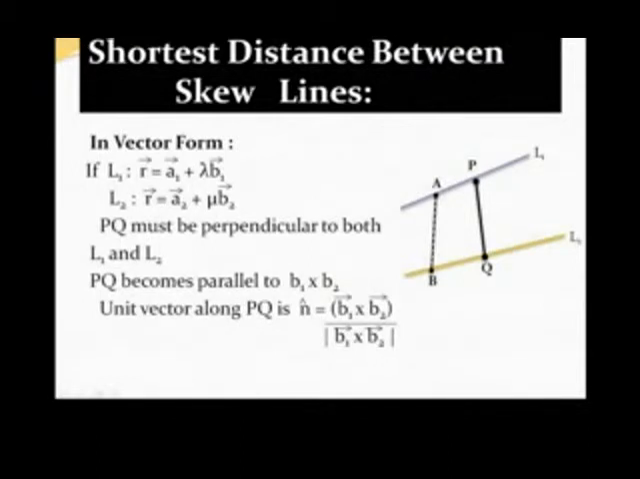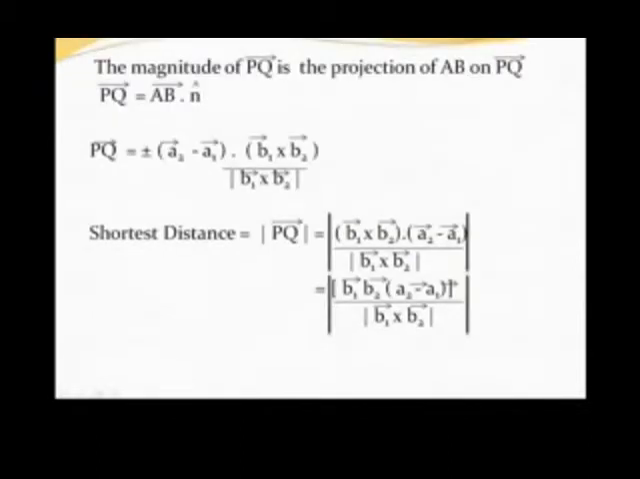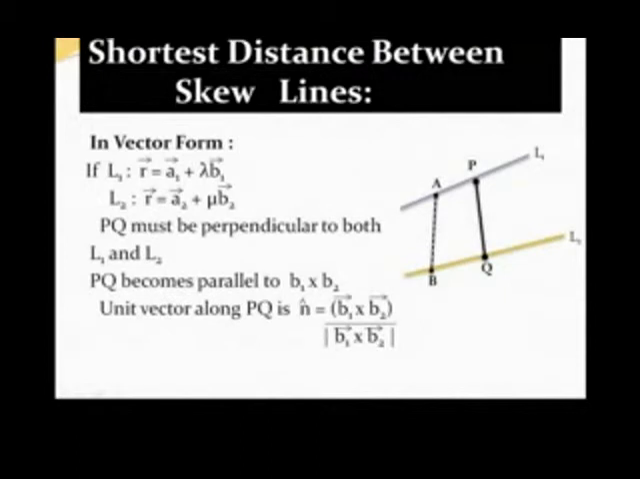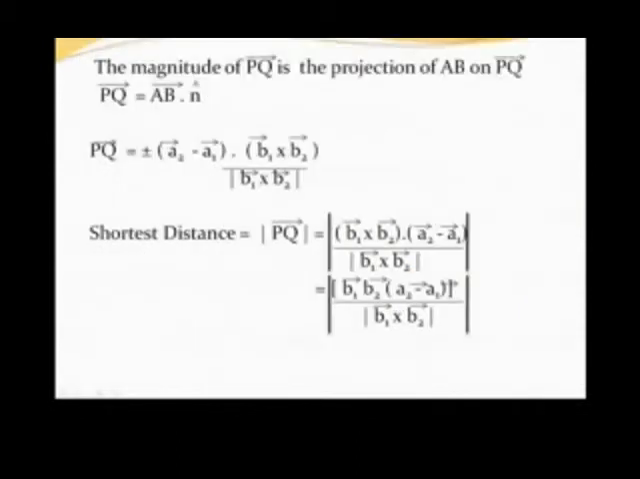Now we have to find out its magnitude. The magnitude of PQ is the projection of AB on PQ. So we have this distance AB. If we find the projection of this line on PQ, then that would be the length of PQ, and hence that would be equal to the shortest distance between L1 and L2. So PQ vector would be equal to AB vector dot n cap.